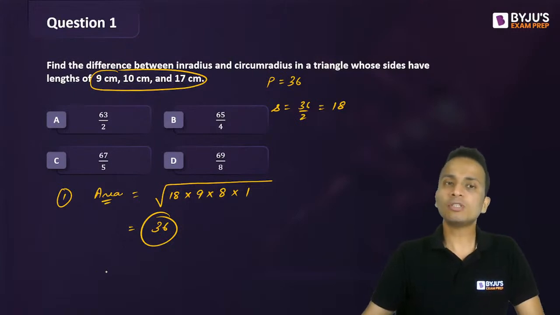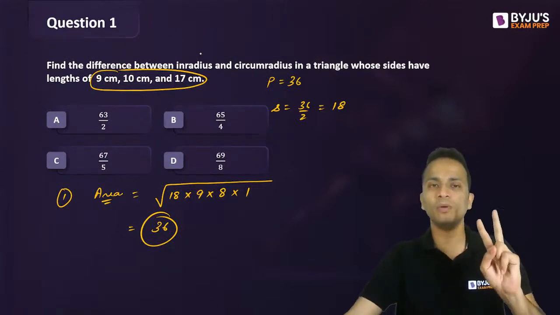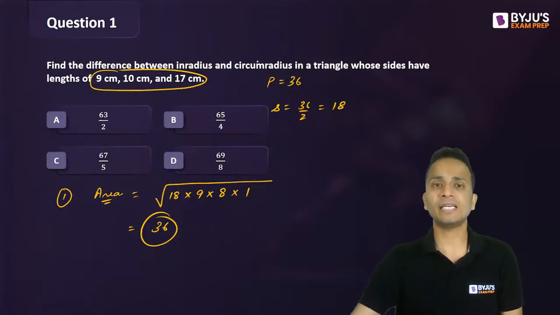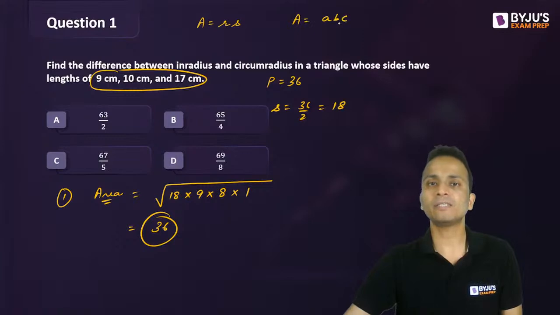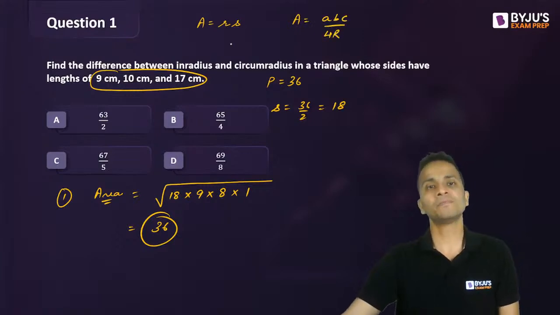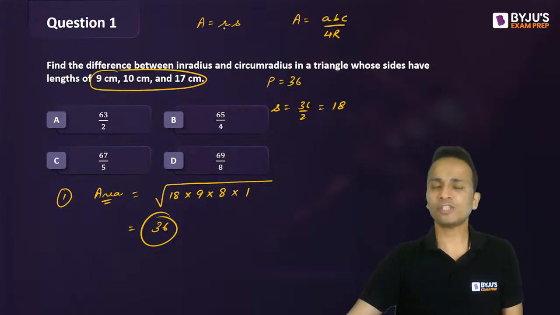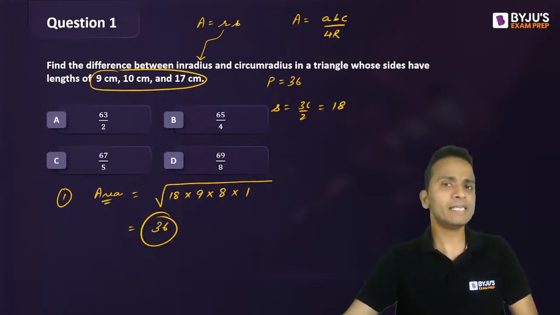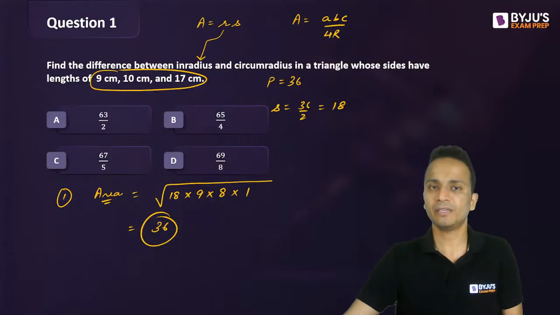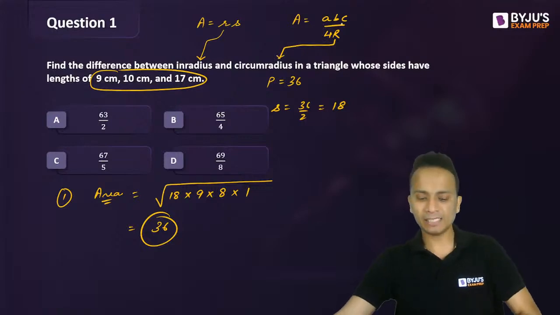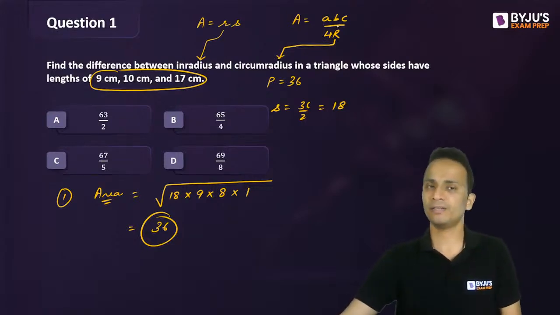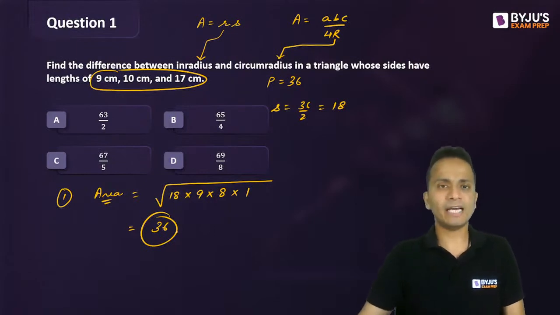Now, to find the area, there are two more formulas in the form of inradius and circumradius. The area of a triangle can also be written as small r into small s. Also, it can be written as ABC upon 4 capital R. In the first formula, small r is the inradius and small s is the semi-perimeter. In the second formula, capital R is the circumradius and A, B and C are the three sides of the triangle. Now we already have the area, that is 36.